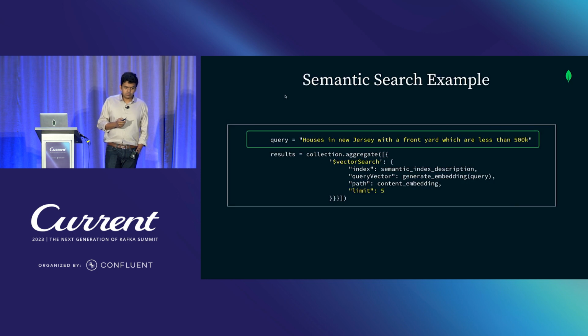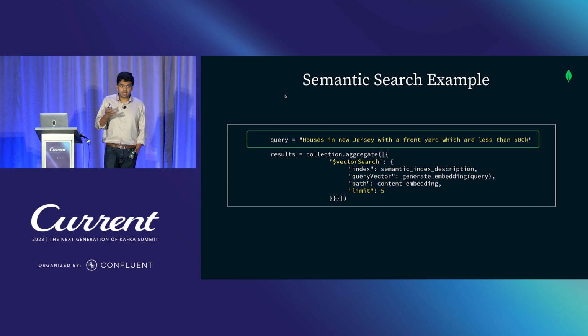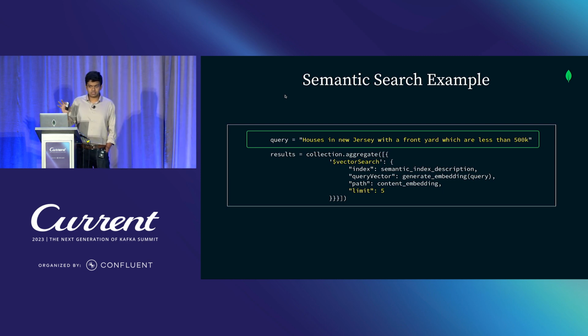So with that, I'll just give you an example of a semantic search example, right? So in this case, a natural language query like houses in New Jersey with a front yard, which are less than 500K, is as simple as this query once your data has been processed and put into MongoDB Atlas Vector Search.